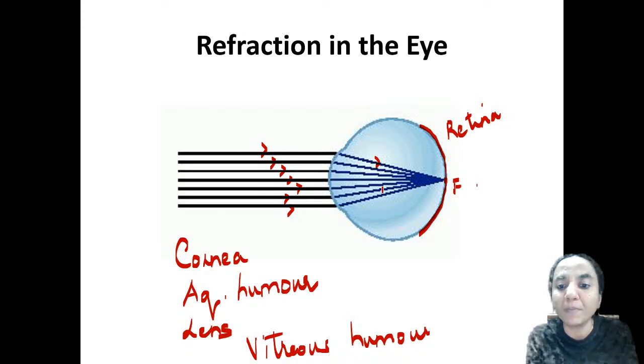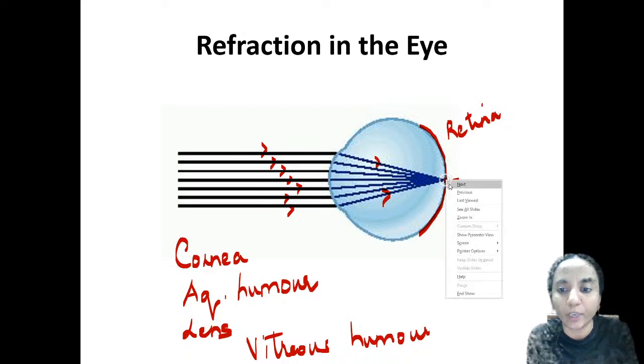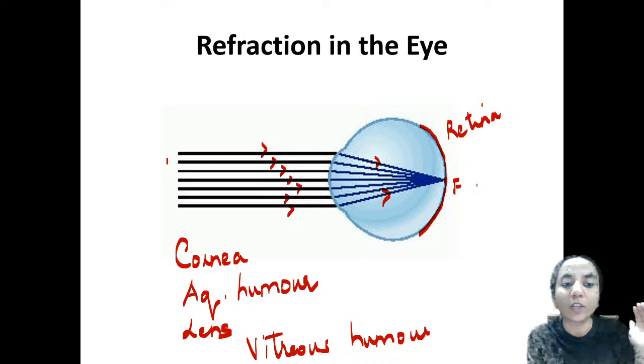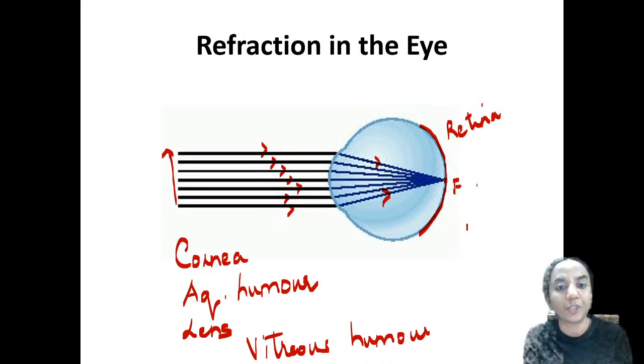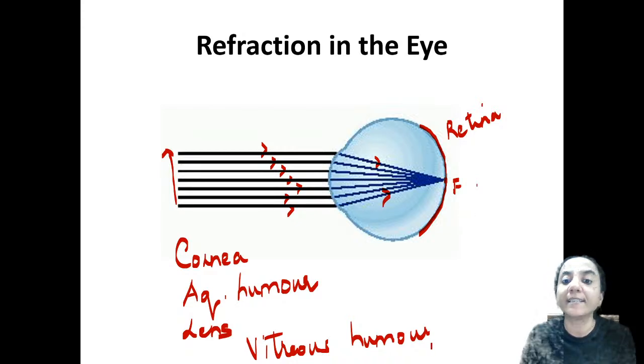That is, they are brought to meet or converge at this point on the retina, so that whatever is there at the distance, an image of that particular object can be formed on the retina, and you can understand what you are seeing. Now, if the rays of light do not meet in this nice fashion on the retina, then that is what is called an error of refraction, or a refractive error.